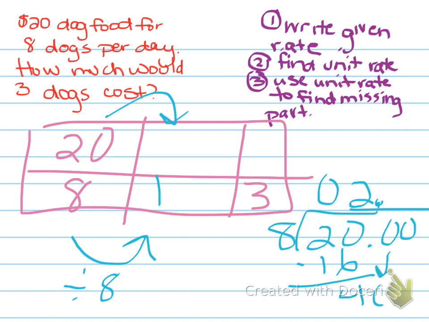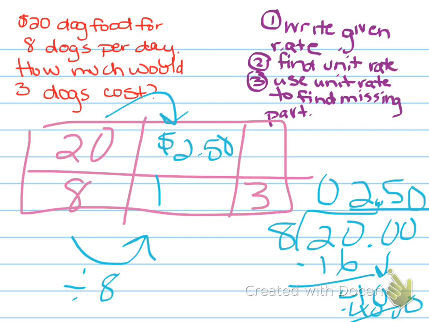So I'm going to drop down the first 0, and I say 8 goes into 40 5 times. When I subtract, I get a 0 remainder, but I still have one more 0 I need to drop down. 8 goes into 0 0 times, and it's $2.50. So we're going to say, for 1 dog, it would be $2.50 per day to feed.